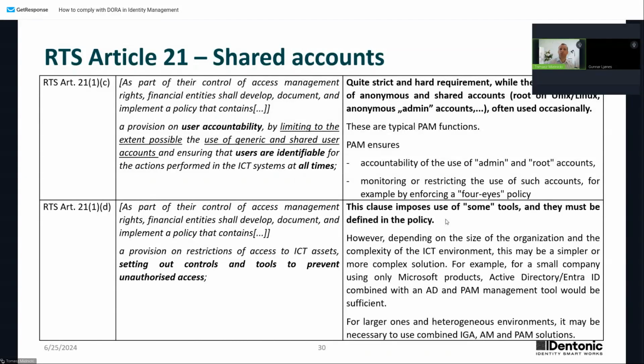That's something where, to me, it's a quite strict and hard requirement to do manually, especially if you have Unix, Linux kind of systems and shared accounts. Sometimes they are used very occasionally, so not really supervised. So PAM solutions are probably the only way to do this with sound control.